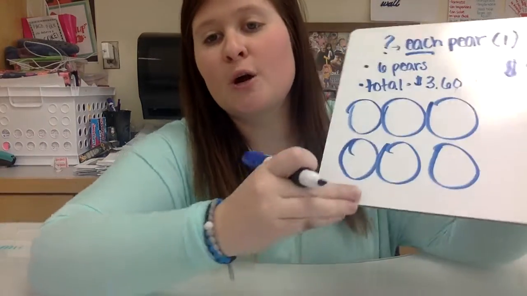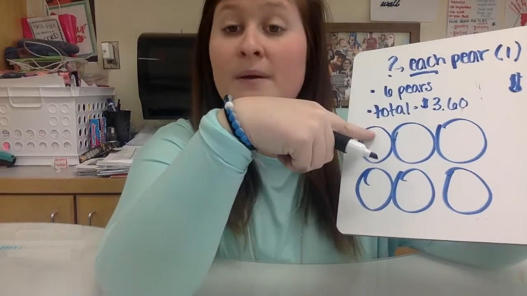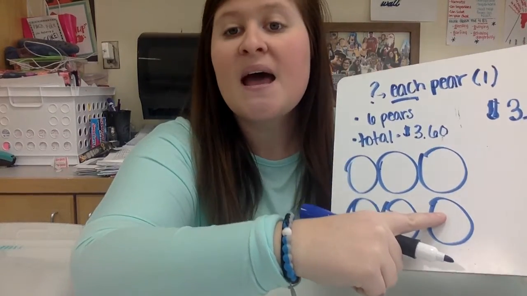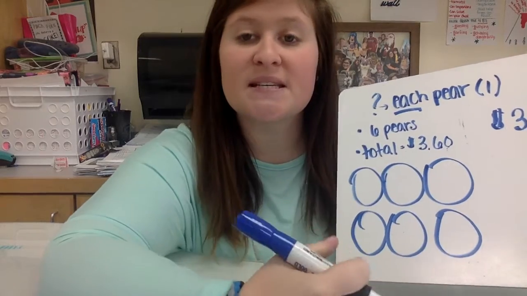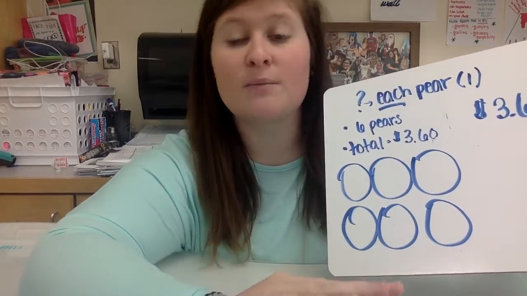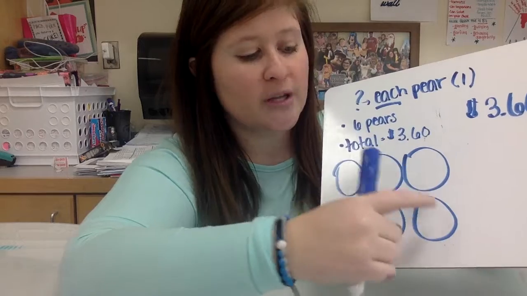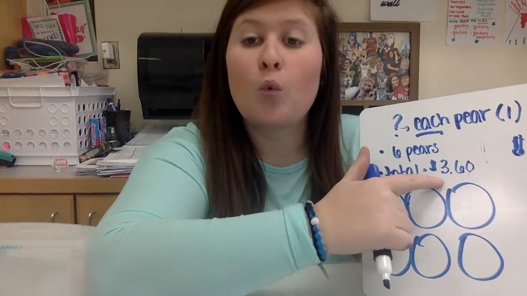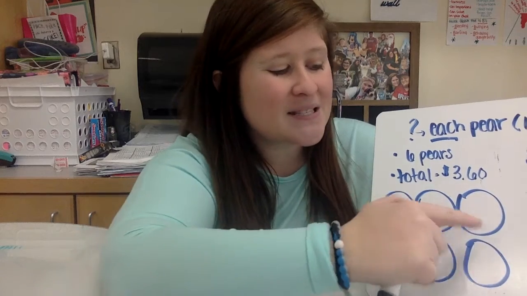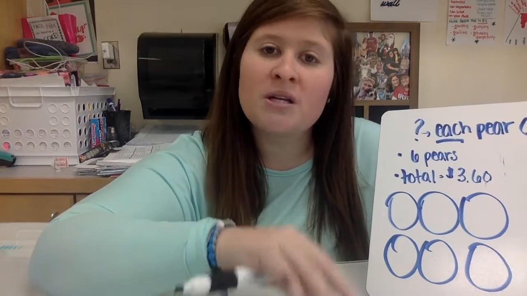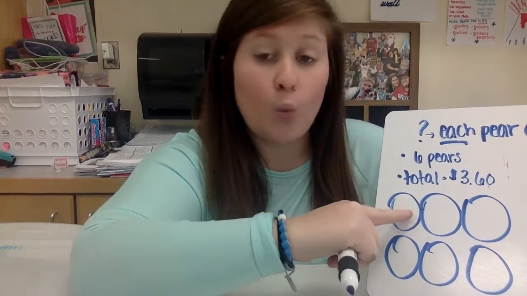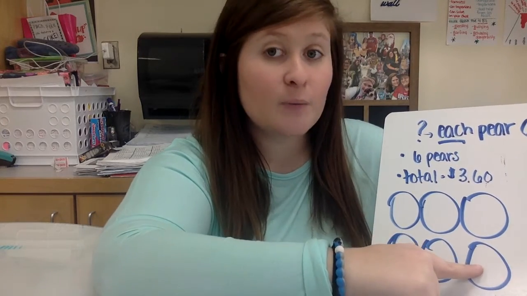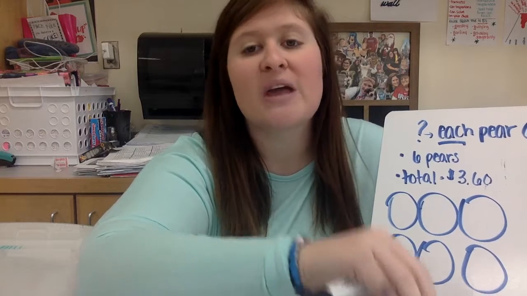Okay, so here on my board I have my 6 groups. So this would be pair 1, pair 2, pair 3, pair 4, pair 5, pair 6. And now we're going to take the $3.60 and try to evenly distribute it out into each one so that we can find the price. So if I start with $3 in my ones place, well, I have 6 groups. So with $3, I don't have enough to put $1, $1, $1, $1, $1, $1, because that would make 6, and I only have 3.